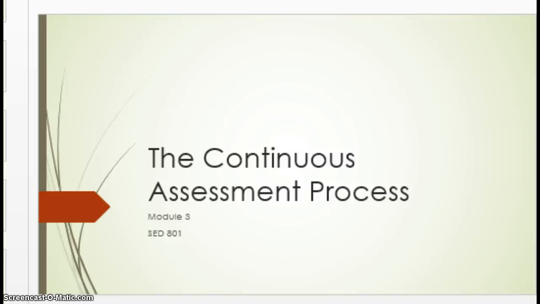We have briefly discussed the continuous assessment process in previous modules, but this week we will expand on the process and what is involved in each component.